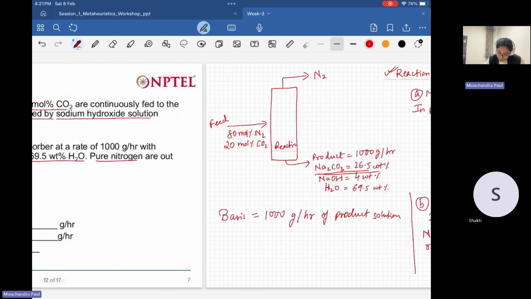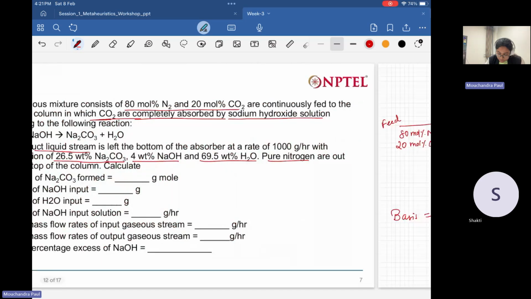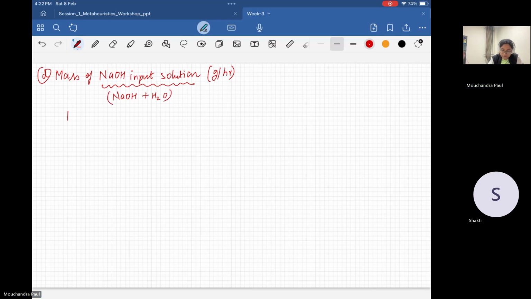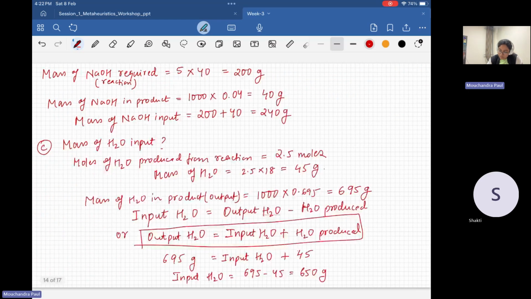This we have to calculate in grams per hour, which means it will be a mass flow rate. So for this, we have to consider two things. This is an input solution, which means it is in solution form. NOH plus water will be there. Previously we have already calculated the mass of water input.